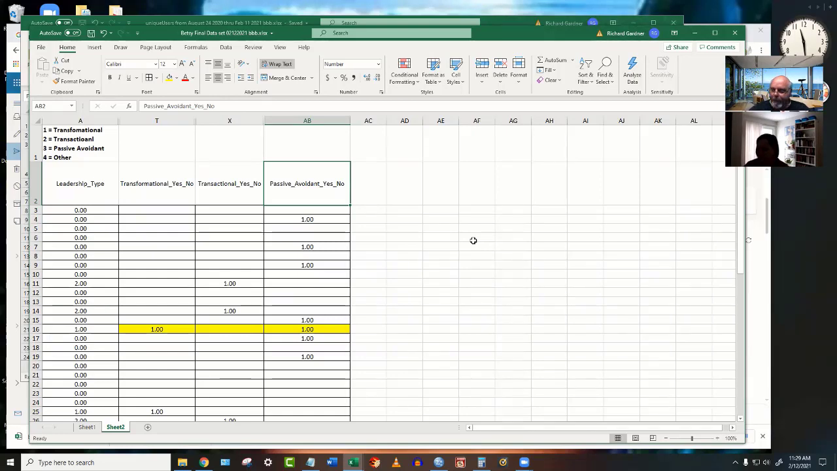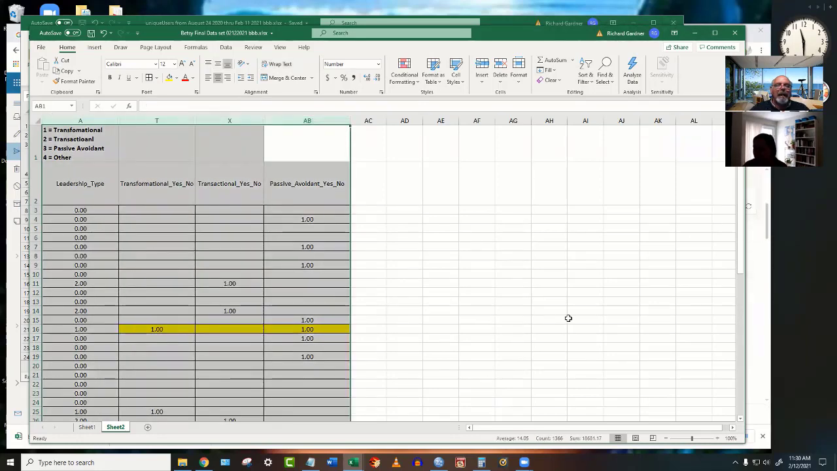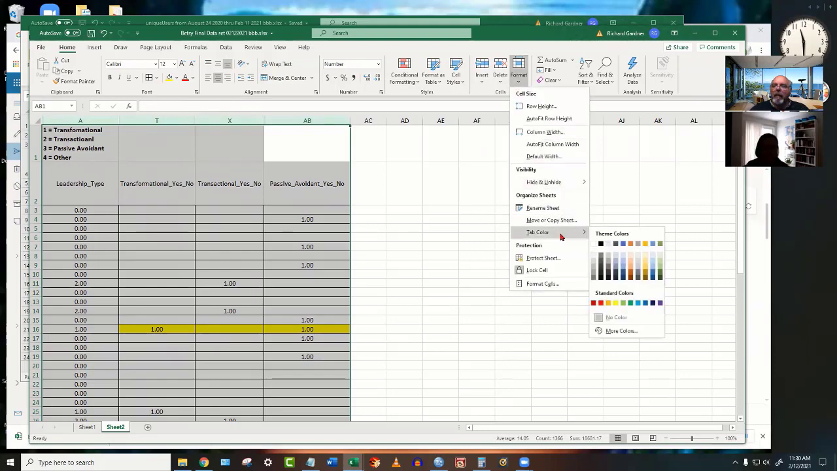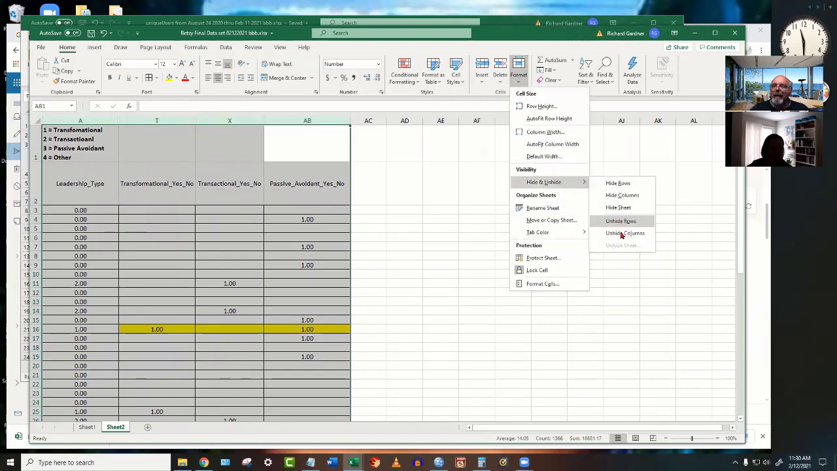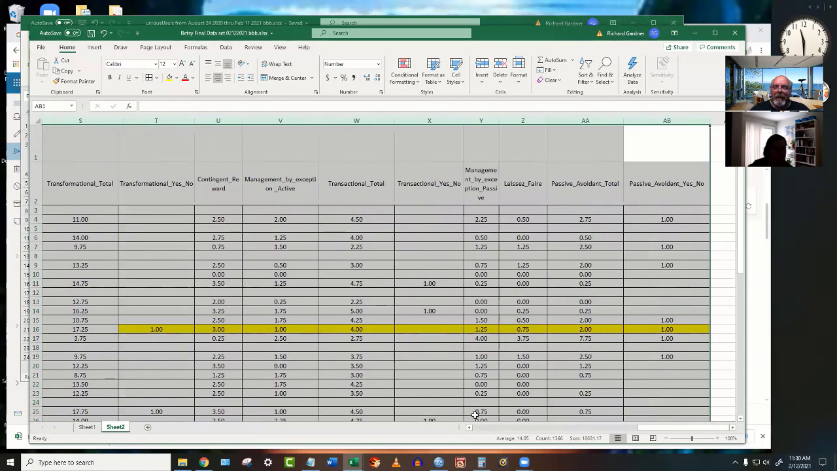You're going to have to unhide a total column because that's just passive avoidant on line 16. Oh, wait, you added a line, didn't you? Yeah, I had a couple of them there. Hold on. Unhide columns.